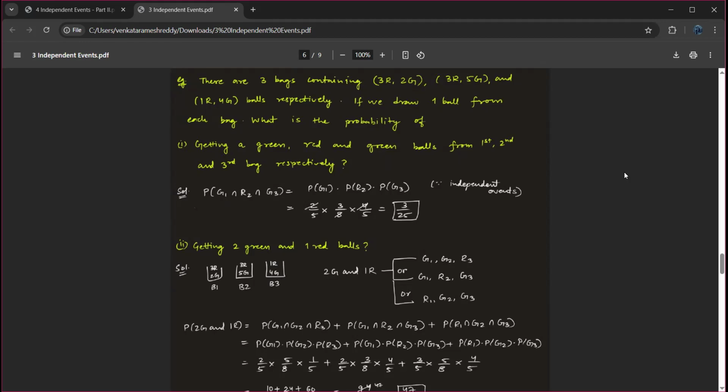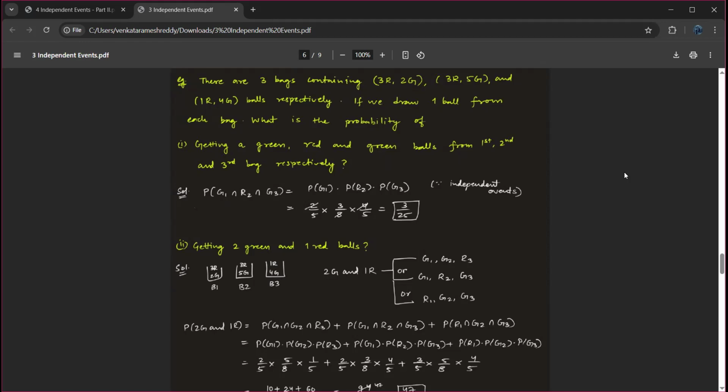We don't know which ball we are drawing. They are asking the question: what is the probability of getting a green, red, and green ball from the first, second, and third bag respectively? It means in the first bag we have to get a green ball, in the second bag we have to get a red ball, and in the third bag we have to get a green ball again.